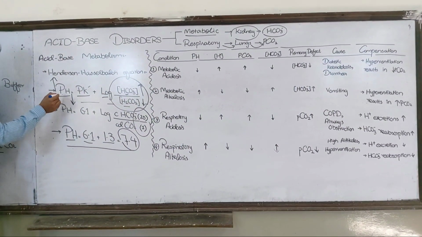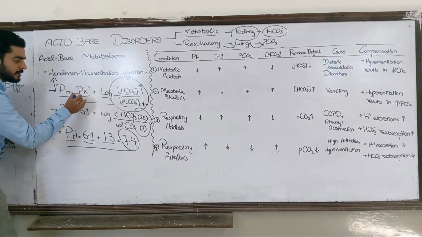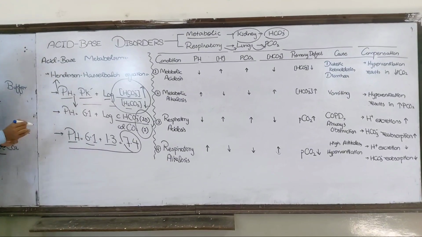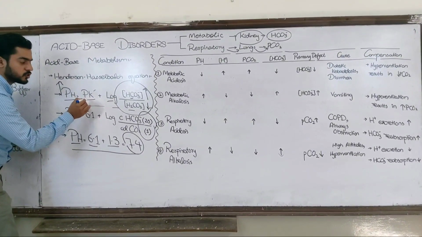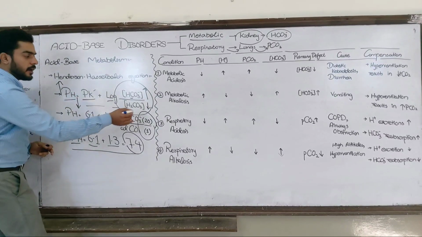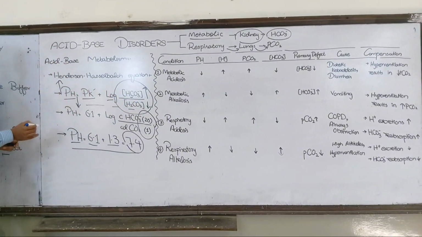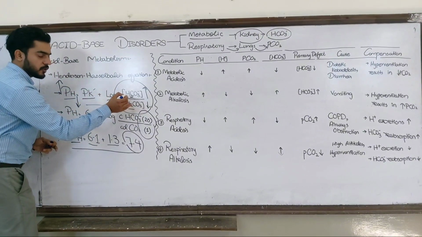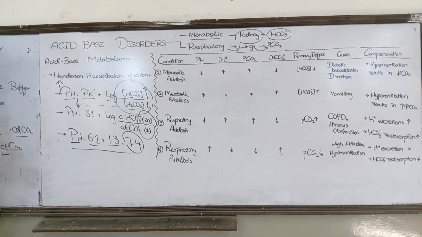So now let's just talk about the alkalosis. The pH is increasing. Now in this equation there are three variables. The first one is pKa, that is the dissociation constant of the acid. We cannot change this. This is a constant value. There are other two variables that basically ultimately define the pH. Now these are the concentration of the bicarbonate ion and the concentration of the carbon dioxide.